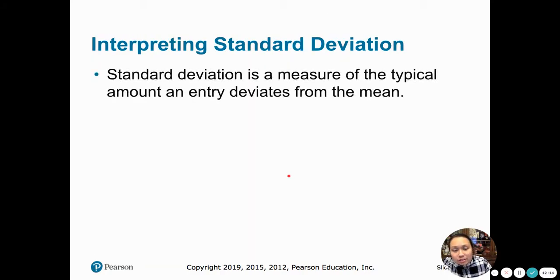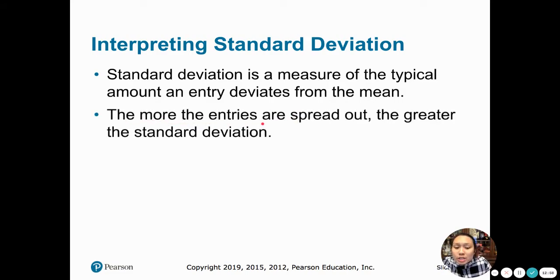So, interpreting the standard deviation, kind of what I just mentioned. Standard deviation is a measure of the typical amount an entry will deviate from the mean. In other words, it tells us on average how far away we might be from the actual average itself. Or normally, how far away can we expect a starting salary to be from the average? Because if we were to go and get hired at different companies, it will vary the starting salary from place to place. But if we know what the average is, we can expect a starting salary of around that much, maybe plus or minus the standard deviation.